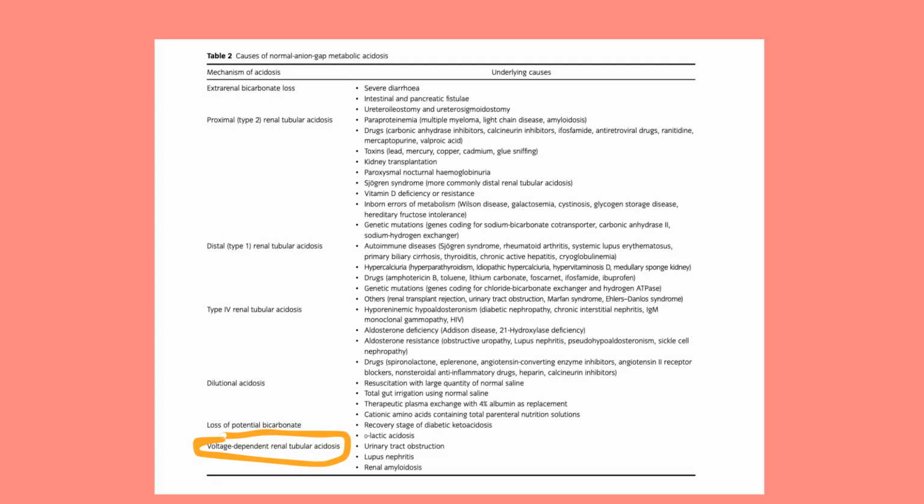This is again another slide just to revise the causes of NAGMA, major being types of RTA, type 1, type 2 and type 4, and non-RTA causes. We would of course discuss in detail about the RTA in another presentation. I wanted to introduce the term voltage dependent renal tubular acidosis, which is a term very commonly used in literature nowadays. This actually would come under renal tubular acidosis type 4, but just have a look and get used to the term voltage dependent renal tubular acidosis, which we would look at in detail in another presentation.